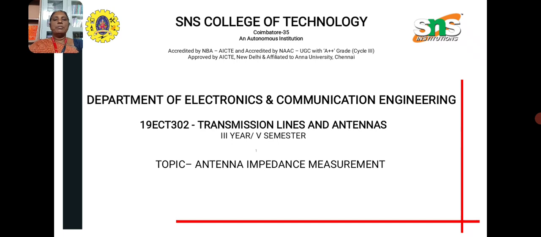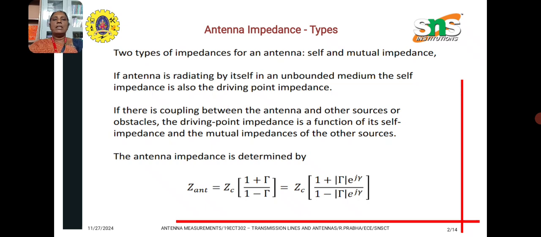In this video, we will discuss the topic on antenna impedance measurement. So, antenna impedance, there are two types. One is self-impedance and another one is mutual impedance. If an antenna is radiating by itself in an unbounded medium, the self-impedance is also called the driving point impedance. If there is coupling between the antenna and other sources or obstacles, the driving point impedance is a function of its self-impedance and the mutual impedances of the other sources.